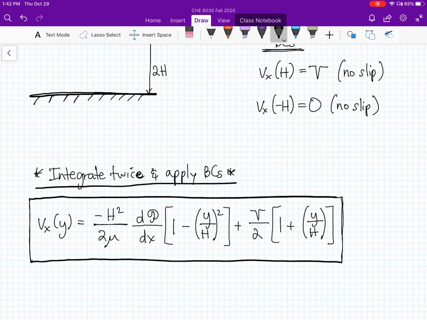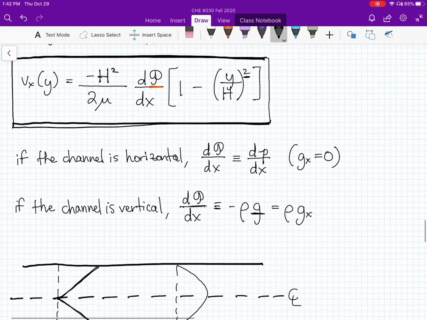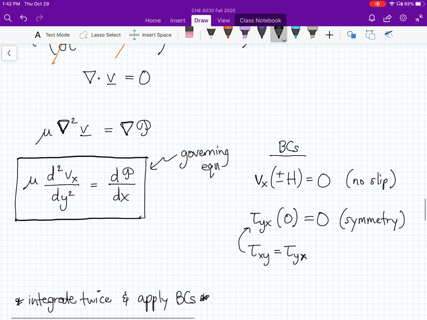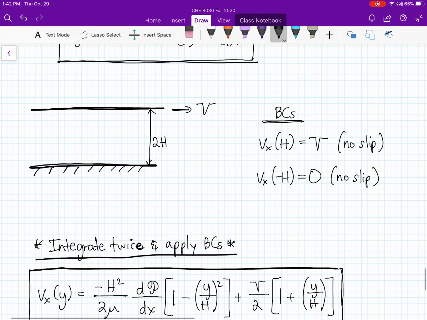We can see that that solution is simply an addition, or it's additive, between simple flow between parallel plates where neither plate is moving, and the condition where we are actually moving the top plate at a velocity. That is referred to as Couette flow.